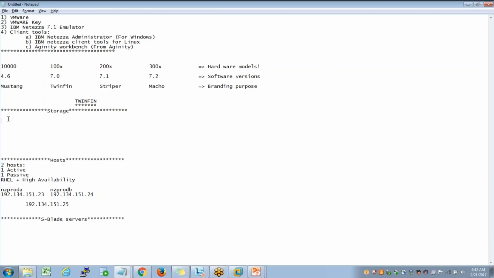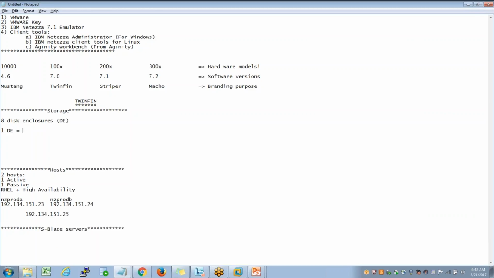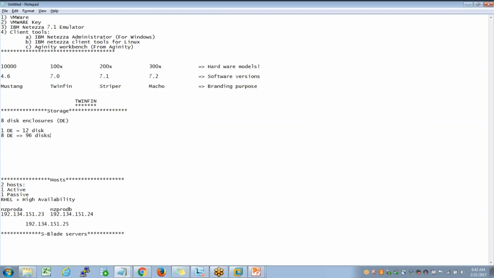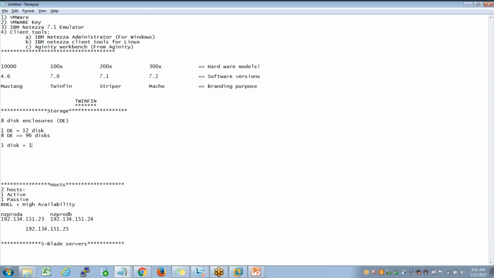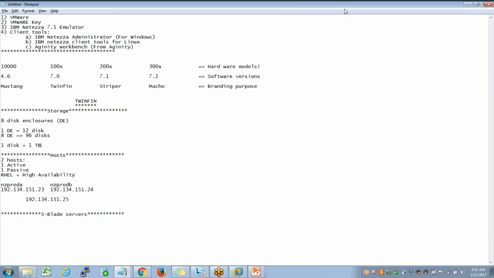What I have on the top was the storage, 8 disk enclosures. Now one disk enclosure is equal to 24 disks. Now 8 disk enclosures have 192 disks, where one disk is nothing but 1 terabyte.